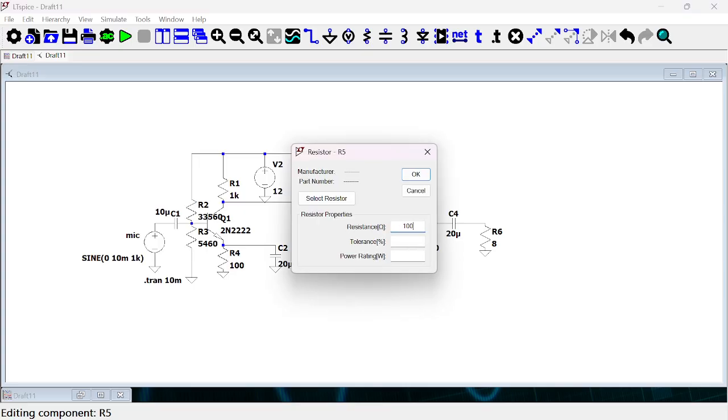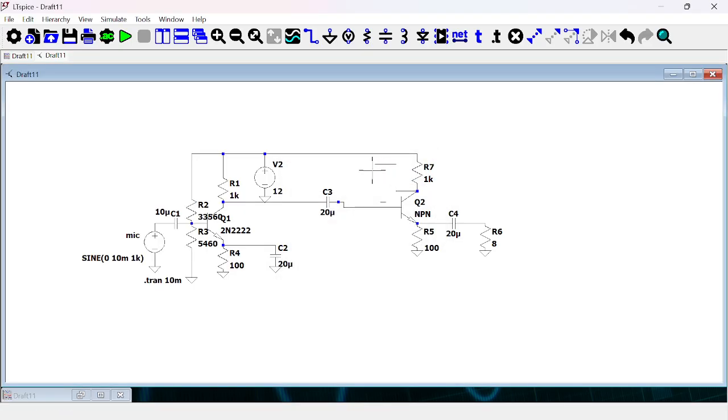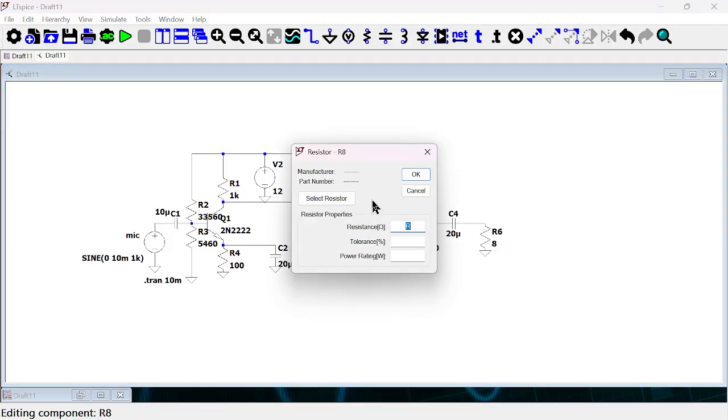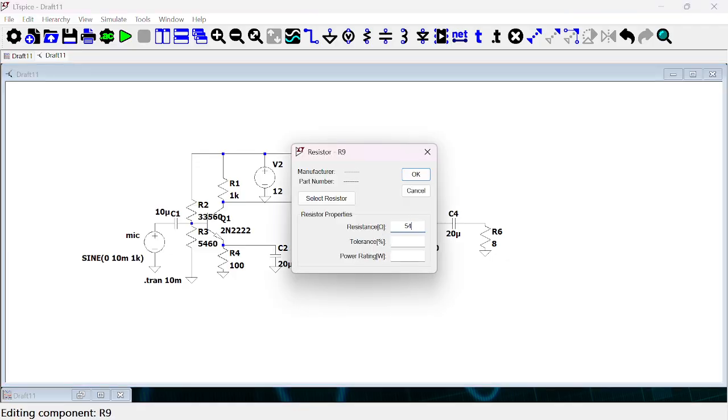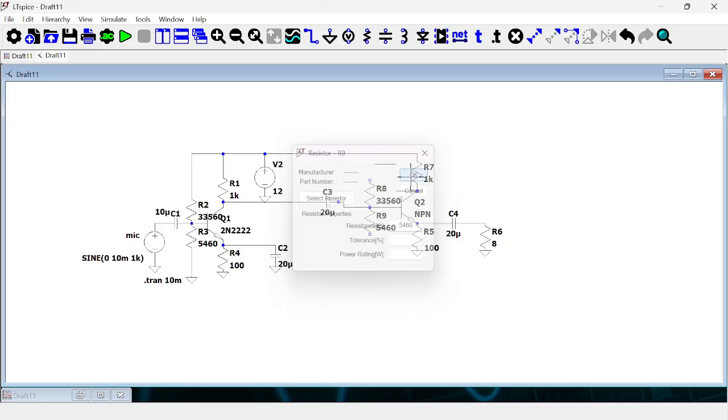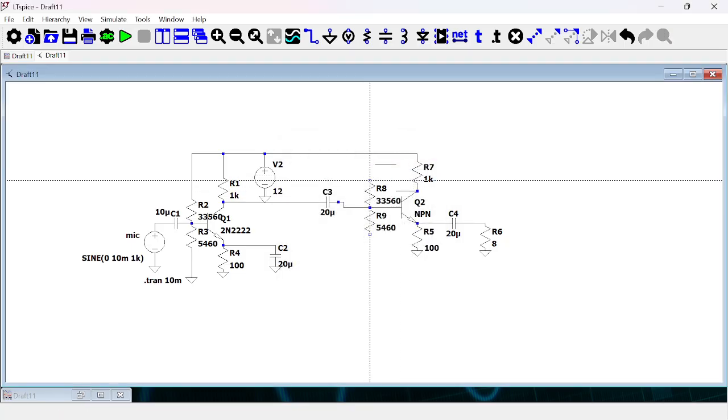100, and I'll change my biasing technique to something similar to what was done before. Okay, I'll just repeat the values there: 3350, 5460. Okay, connect it up.